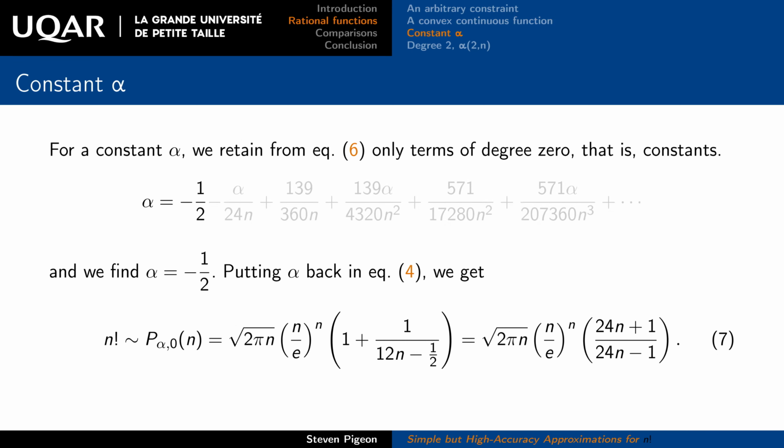Let's start with a constant alpha. To find an optimal constant alpha, we use equation 6 and keep only degree 0 terms, that is, constants. We find right away that the optimal alpha is -1/2. We put it back in equation 4 to get equation 7. While it's tempting to see that result as some kind of average between truncated series, correction of 0, and augmented correction, -1, no, it's actually an explicit minimization of the error. It is the optimal solution.